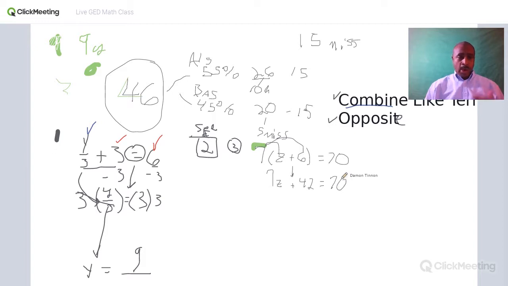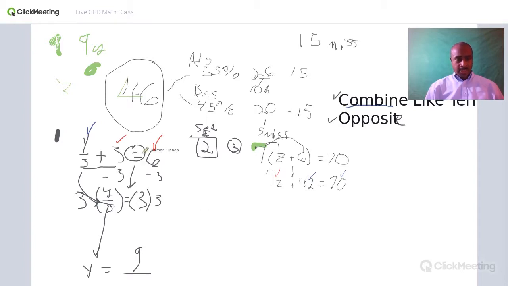Okay. So now again, we want to identify our terms. Let's get a different color for emphasis here. 42 and 70 are not the same number, but they're like, so we're going to combine these two. The other term here is 7z, which is not like 42 or 70. So again, we're just following the same steps.